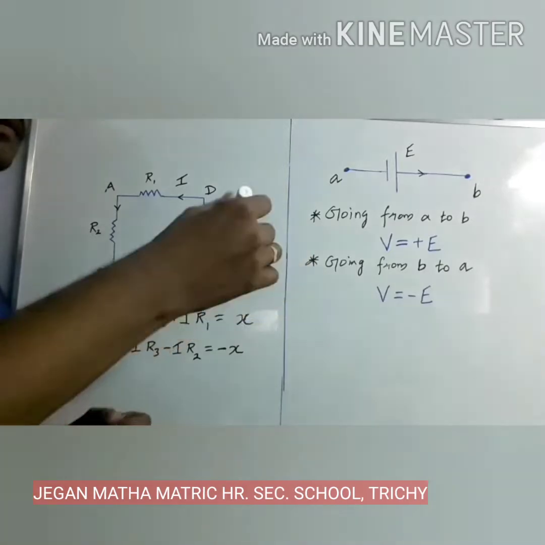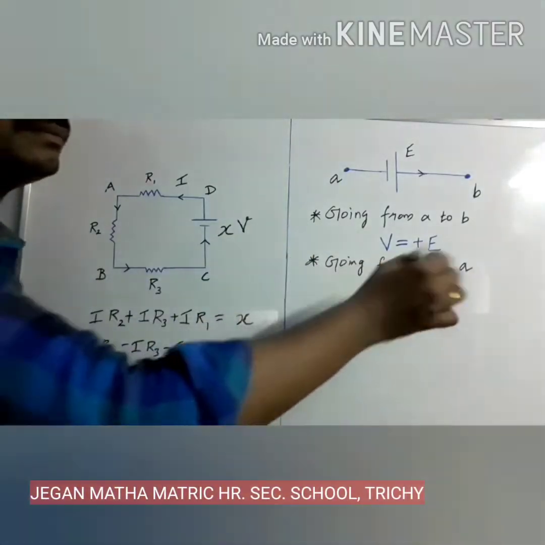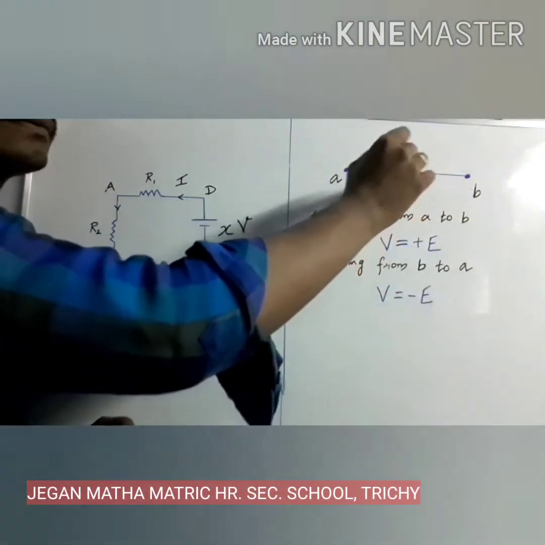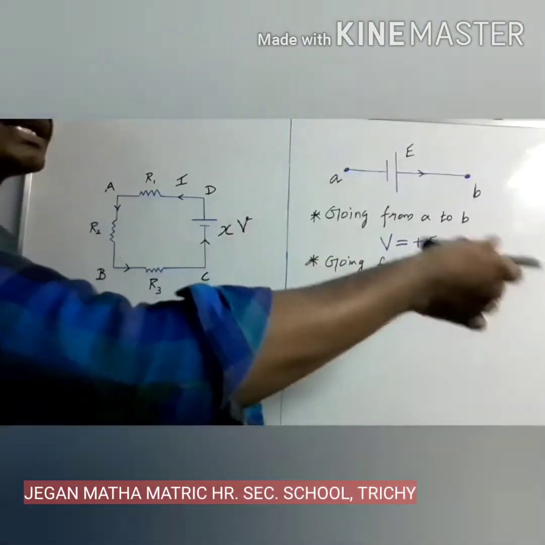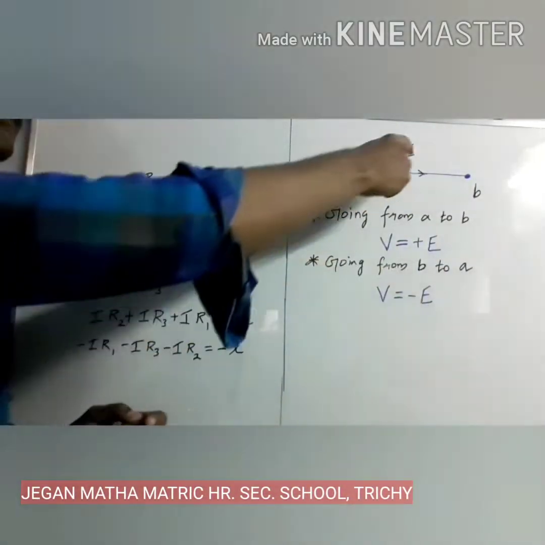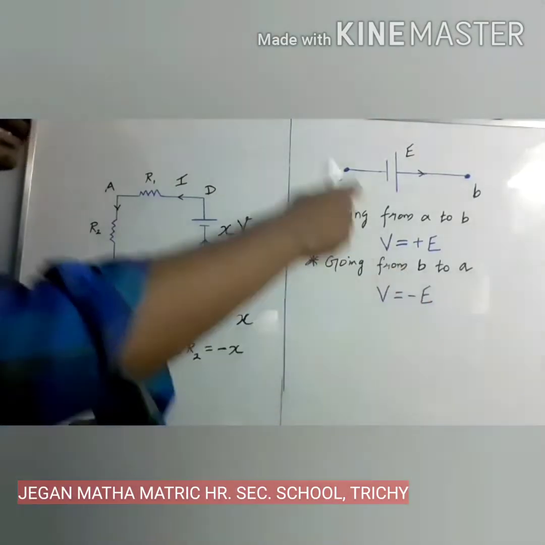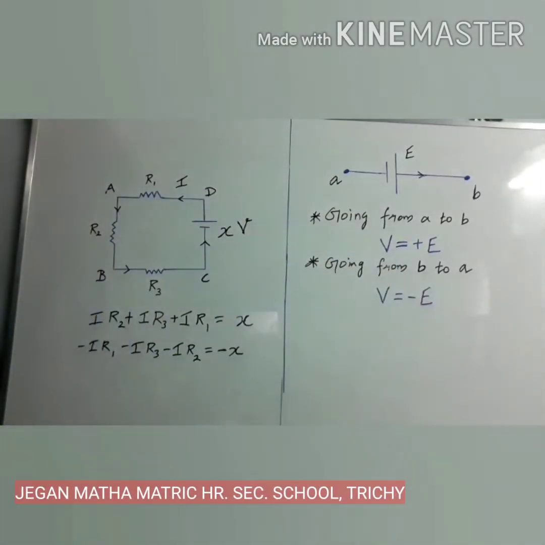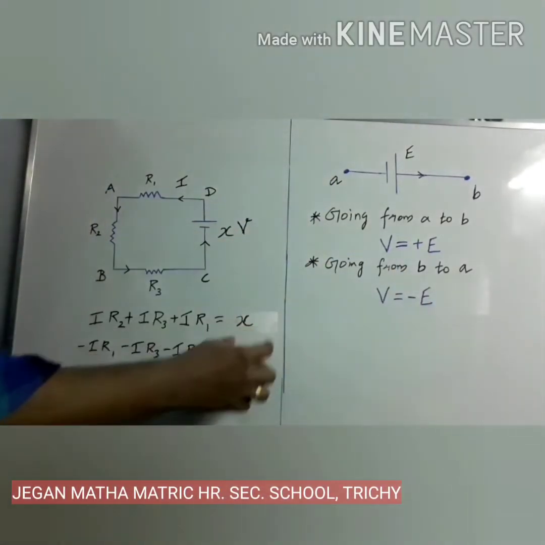Suppose the direction of loop is B to A, going from B to A, and what about the direction of the current supplied from the cell? It's opposite to the direction of the loop. Then the EMF of the cell can be considered as negative, V is equal to minus E. Same thing we have applied in this example. So at the right side we have used that concept.